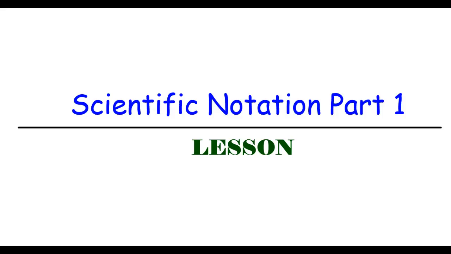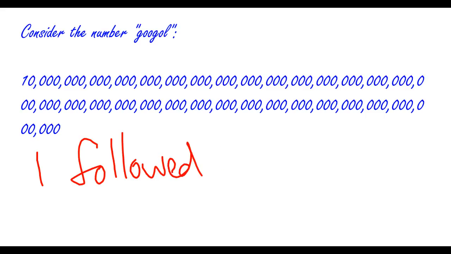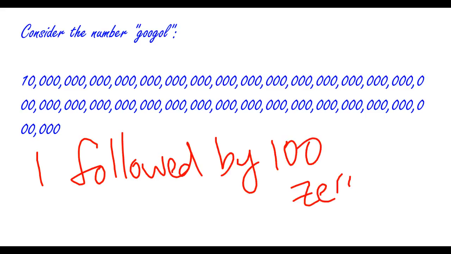And to start talking about scientific notation, I'm going to ask you to look at this very, very large number that I have on the next slide here. This number is called a googol, spelled G-O-O-G-O-L, not like Google the search engine. To make a googol, you take a 1 and you add 100 zeros to the end of it. So 1 followed by 100 zeros.